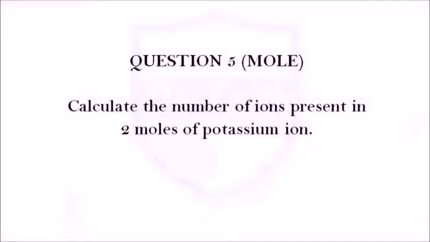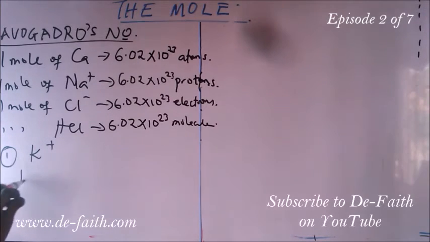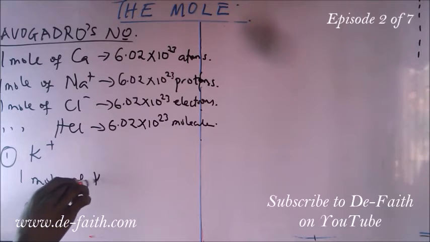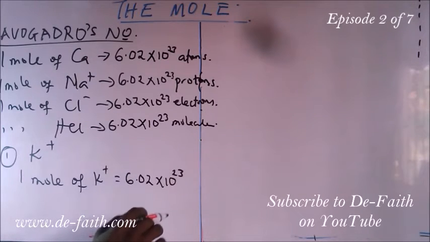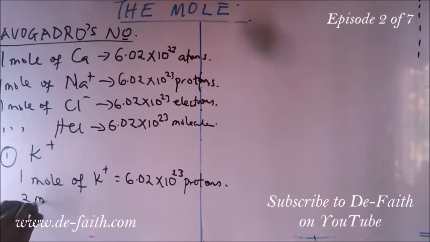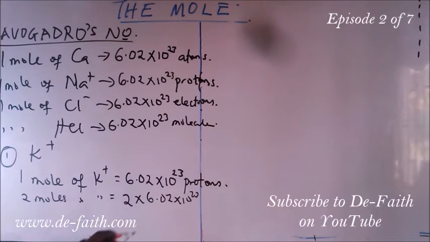We have that calculate the number of ions present in 2 moles of potassium ion. So here, potassium ion, that is a proton. We are aware that 1 mole of potassium ion equals 6.02 times 10 raised to the power 23 protons. Therefore, 2 moles of potassium ion will be 2 multiplied by 6.02 times 10 to the power 23, and that will give 12.04 times 10 raised to the power 23 protons. It's as simple as this.